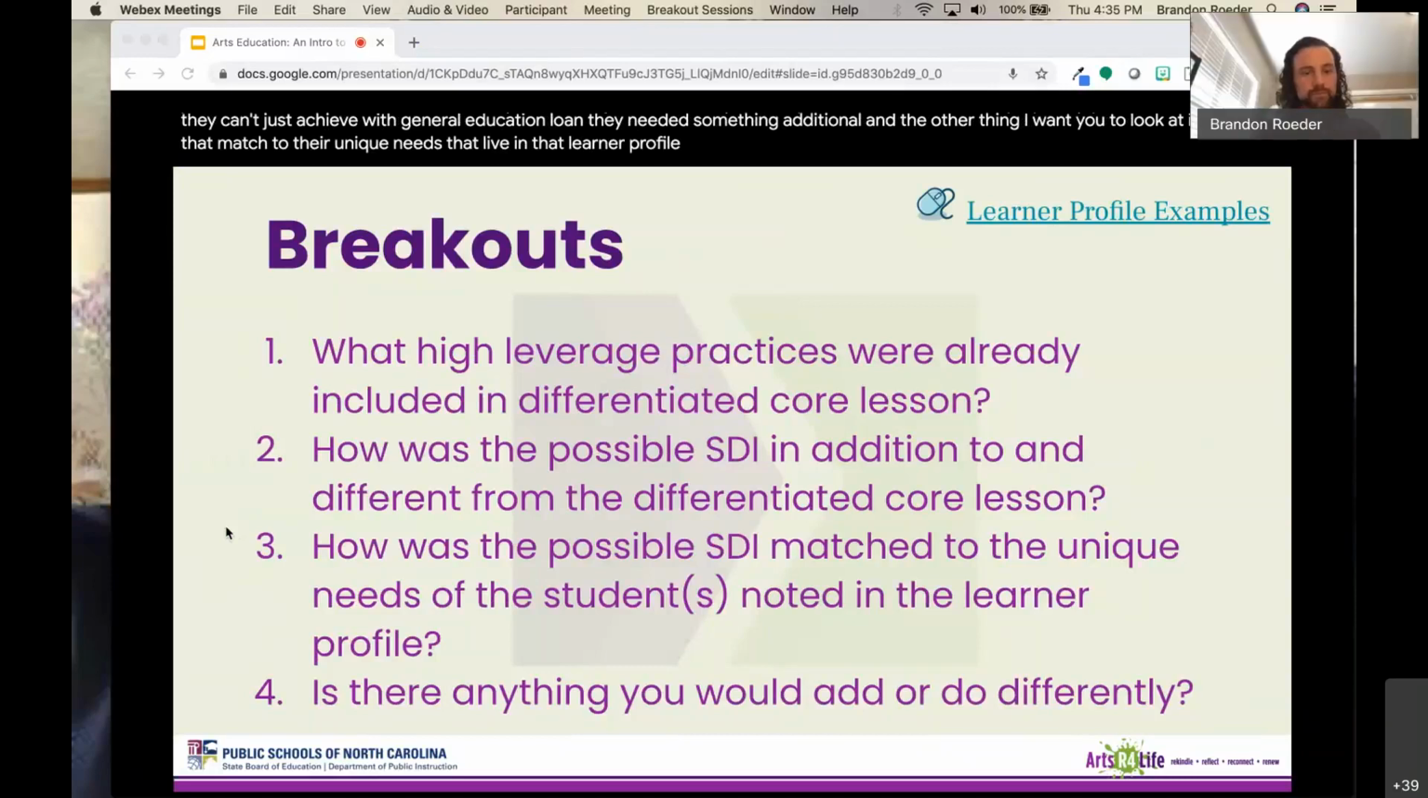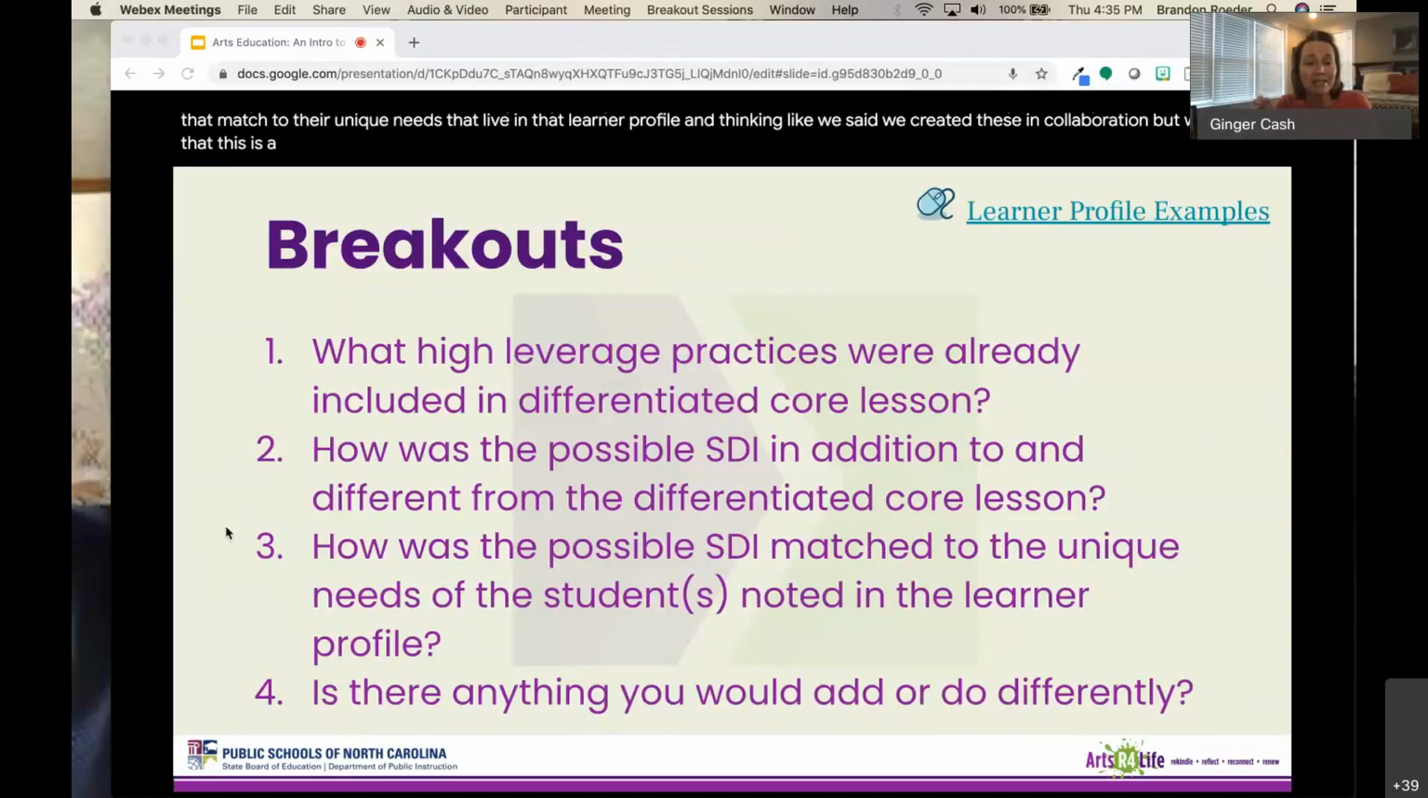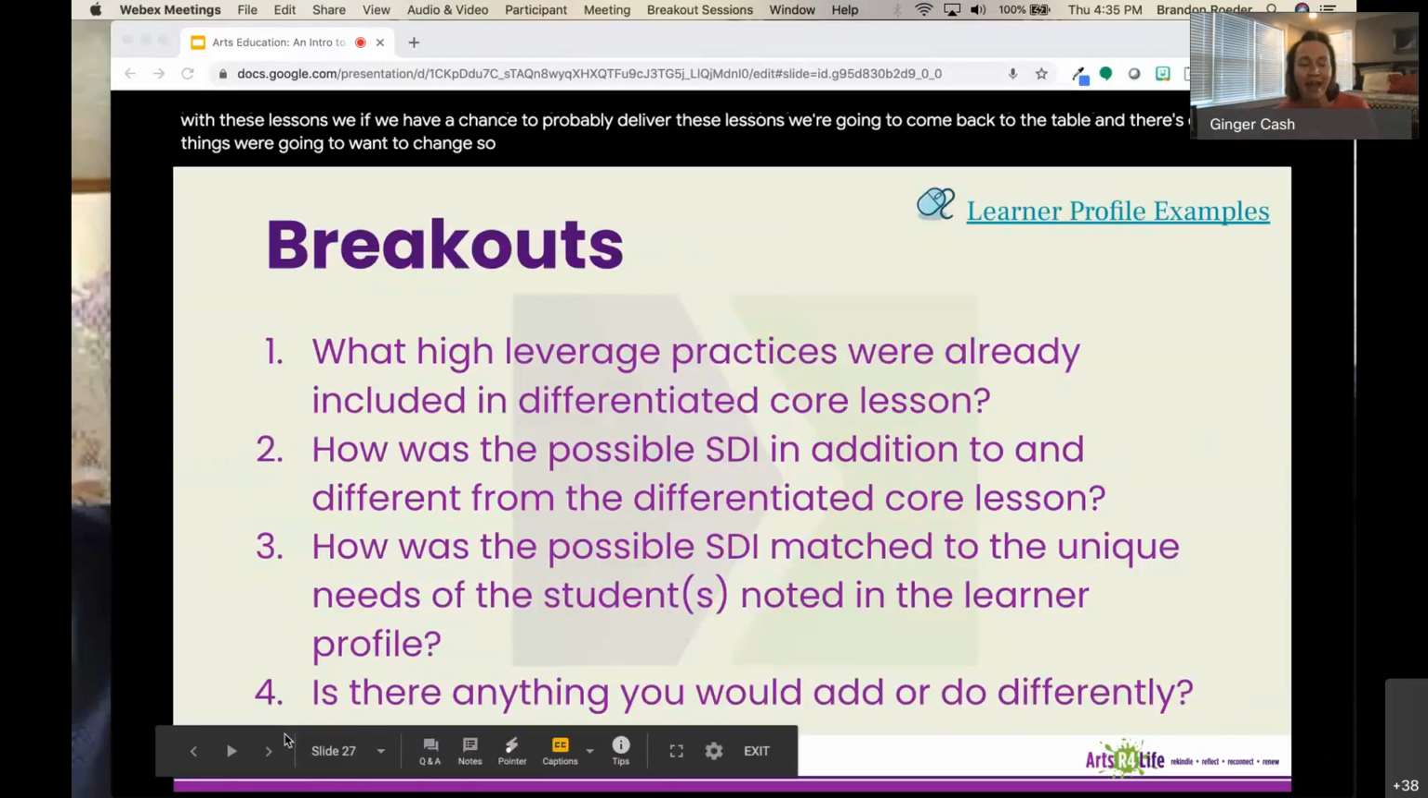And then, like we said, we created these in collaboration, but we realized that this is a continuous improvement process. So we want you to add: is there anything you would add or do differently with these lessons? If we had the chance to deliver these lessons, we're going to come back to the table, and there are obviously things we're going to want to change. So feel free to add that as well.